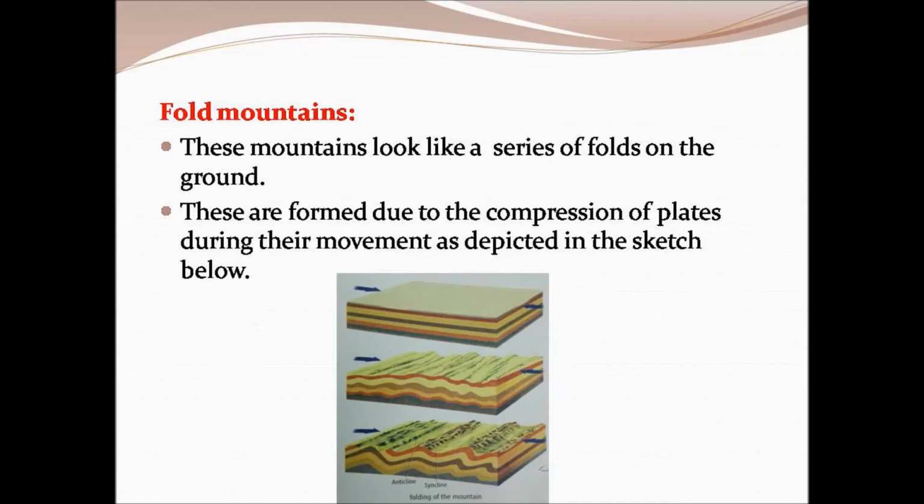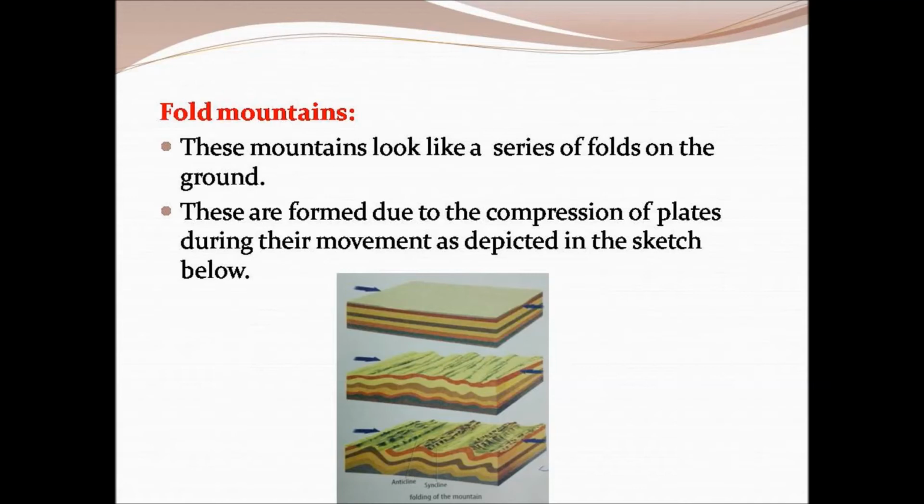Fold mountains. These mountains look like a series of folds on the ground. That is, fold mountains are mountains that are formed mainly by the effects of folding on the layers within the upper part of the earth's crust. This folding happens due to the compression of the plates, that is the tectonic plates, during their movement.